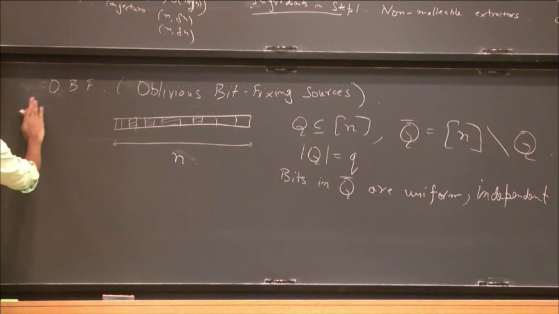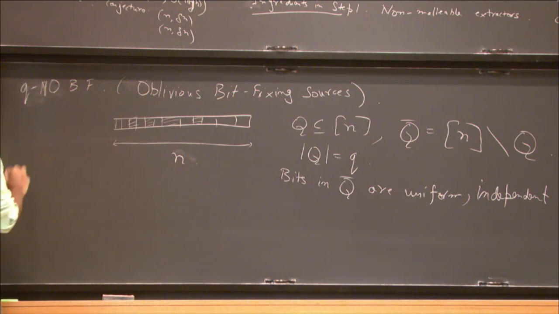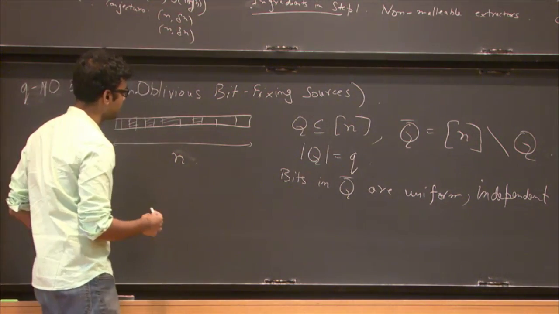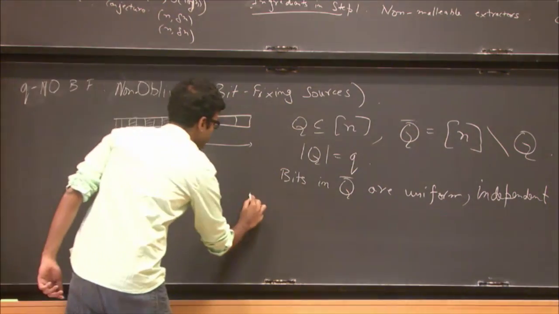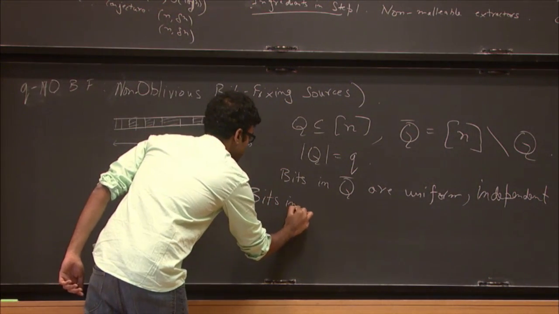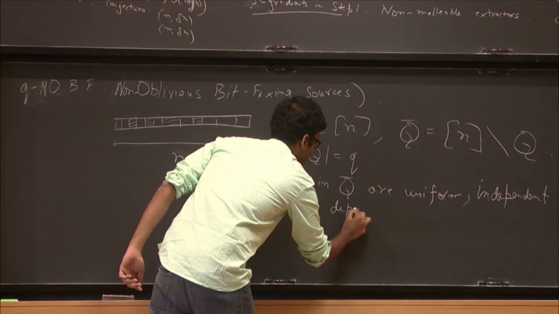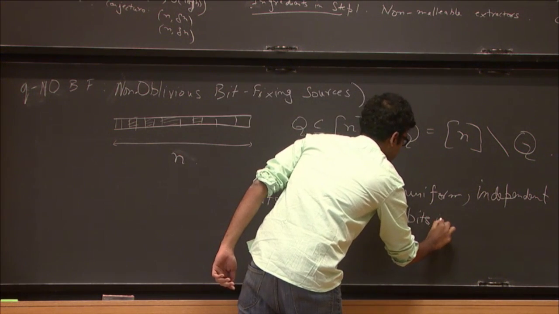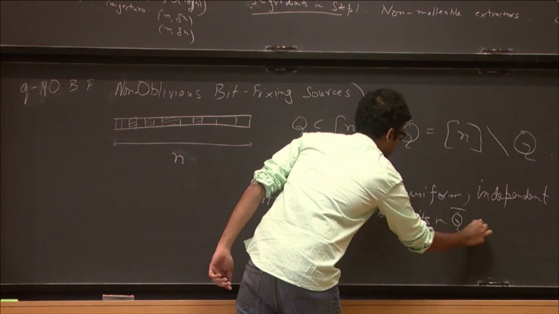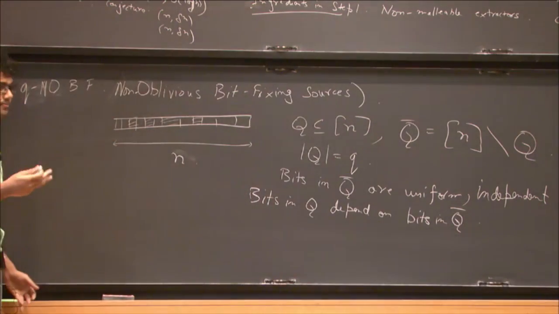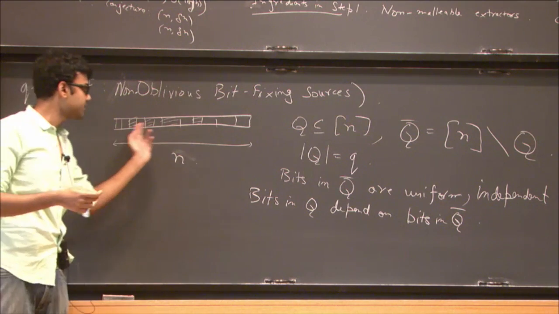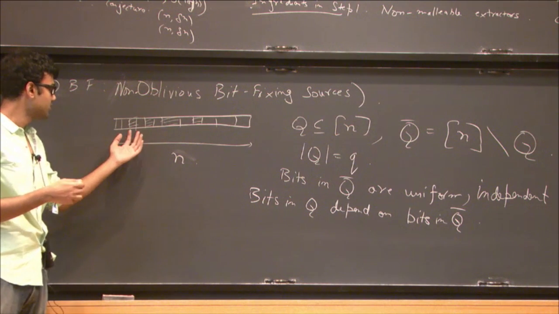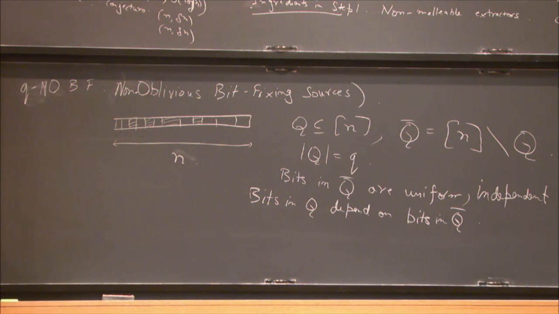Let me reuse this. Non-oblivious bit fixing sources are where, as we discussed, the bits in Q depend on the bits in Q bar. So, for example, in the oblivious case, a very simple extractor is just to take the parity of the bits, because the bad bits are fixed, so parity would work, even if you had just one good bit.